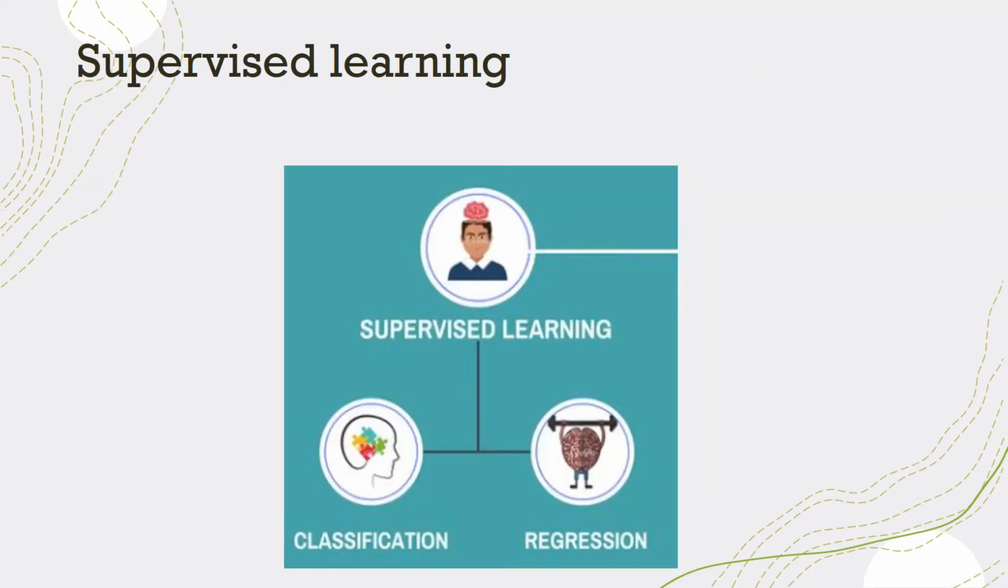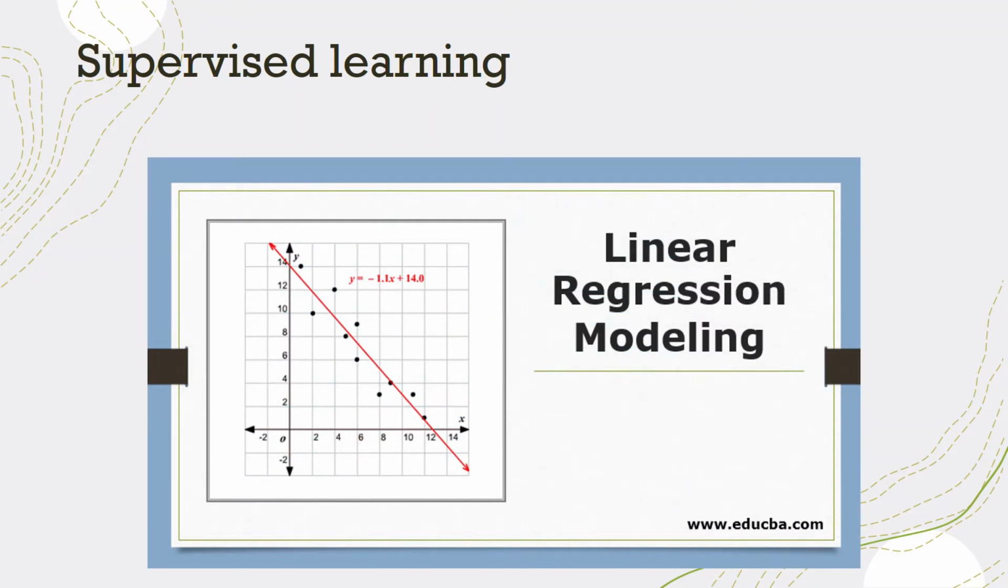With supervised learning, there are two subcategories. One is regression and the other is classification. In a regression model, we find a target value based on independent predictors. That means you can use this to find the relationship between a dependent variable and an independent variable. And in regression models, the output is continuous.